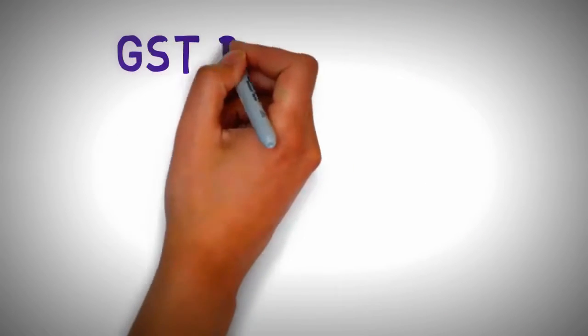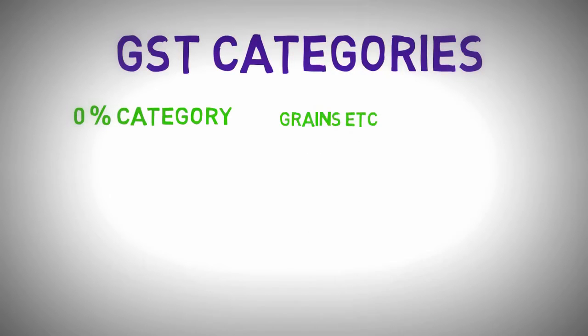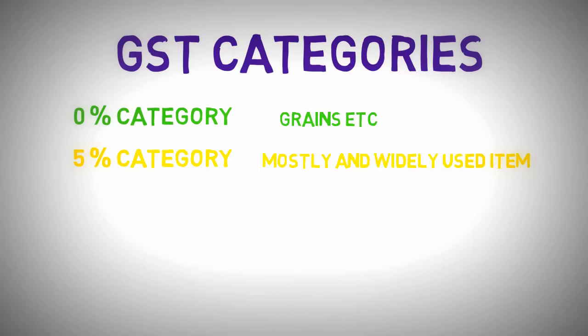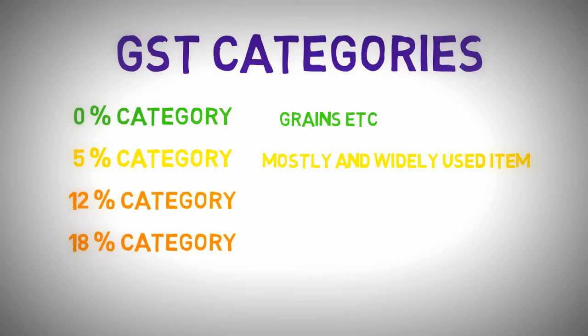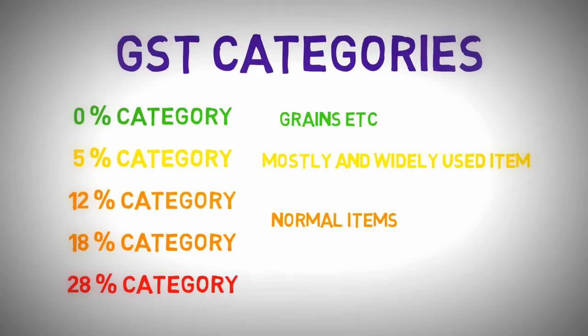In this case, SGST will not be collected. We will also have 5 categories in GST in India. A 0% category, which will apply on food grains etc. A 5% category, which will apply on mostly and widely used items. A 12 and 18% category, which will apply on the items which are normally used. And a 28% category, which will apply on luxurious items.